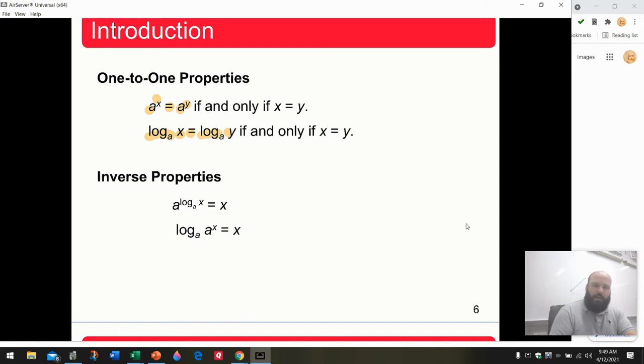Now, the inverse property is where you have a base A, and then it's taken to a power of log base A. So anytime the base of an exponent matches the base of the log, they will end up canceling out. We've used this property a lot in some of our homework assignments, but you can see that the base of this exponent matches the base of the log. And when it happens, it all cancels, and we're just left with what's being logged. Same thing here. We have log base A of A to the x. All of that cancels, and we are just left with the exponent.